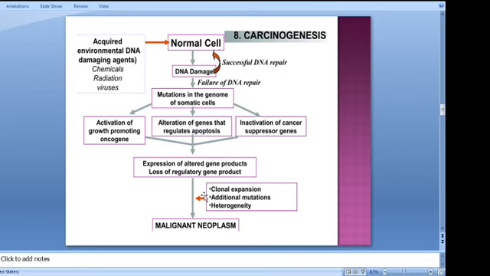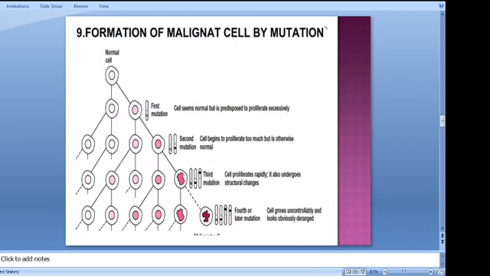Remember the words malignant neoplasm and benign tumors. These are two different kinds of tumors. Benign tumors are slow growing or non-invasive tumors, but malignant tumors are not like that.